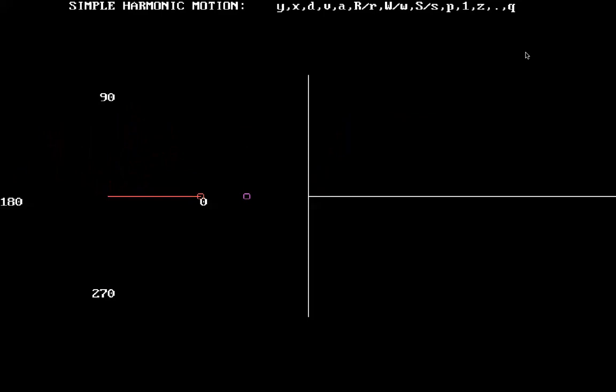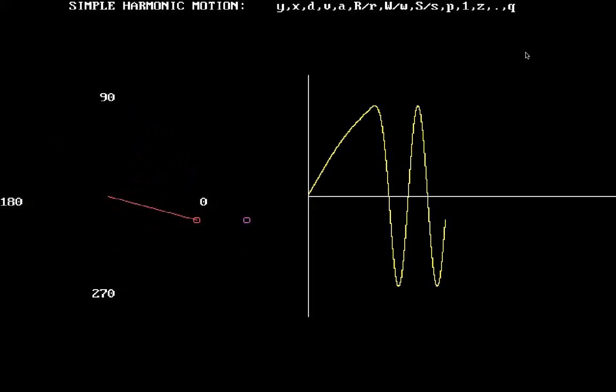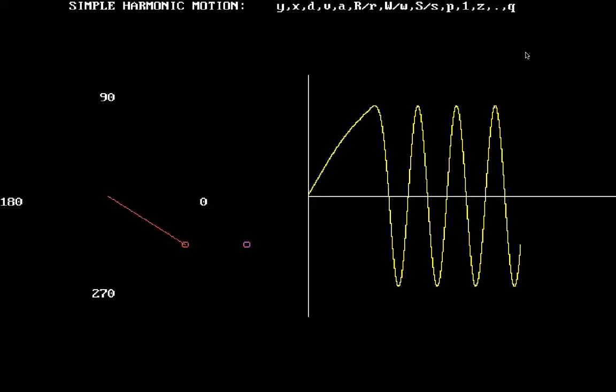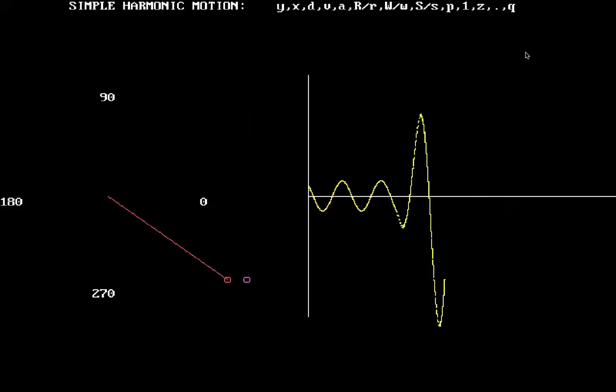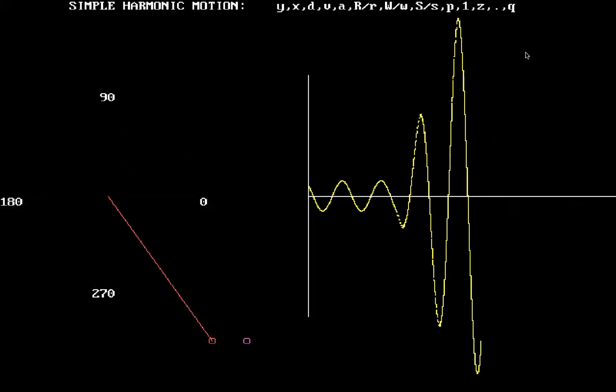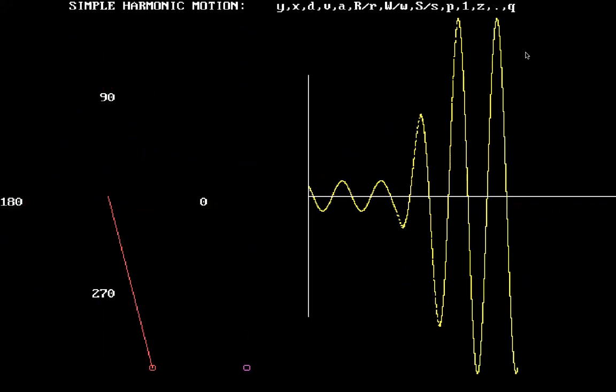Let's see what happens if we increase the frequency. Now we can change the radius. That's the amplitude. Can you see on this graph if the period changes due to the amplitude?